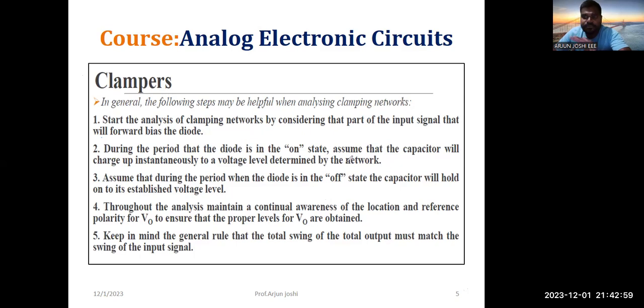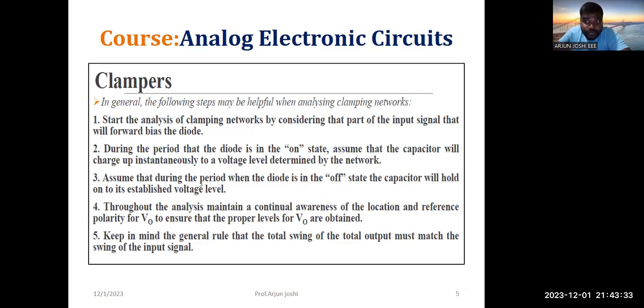This means very simple. Whenever the diode is on, the capacitor is going to charge. Assume that during the period when the diode is in the off state, the capacitor will hold on to its established voltage level. Whenever the diode is on, for example, the diode should be forward biased, whether it may be the positive half cycle or the negative half cycle. In case the diode is on during the positive half cycle, in the negative half cycle the diode will go off. In that time, the discharge is going to take place.